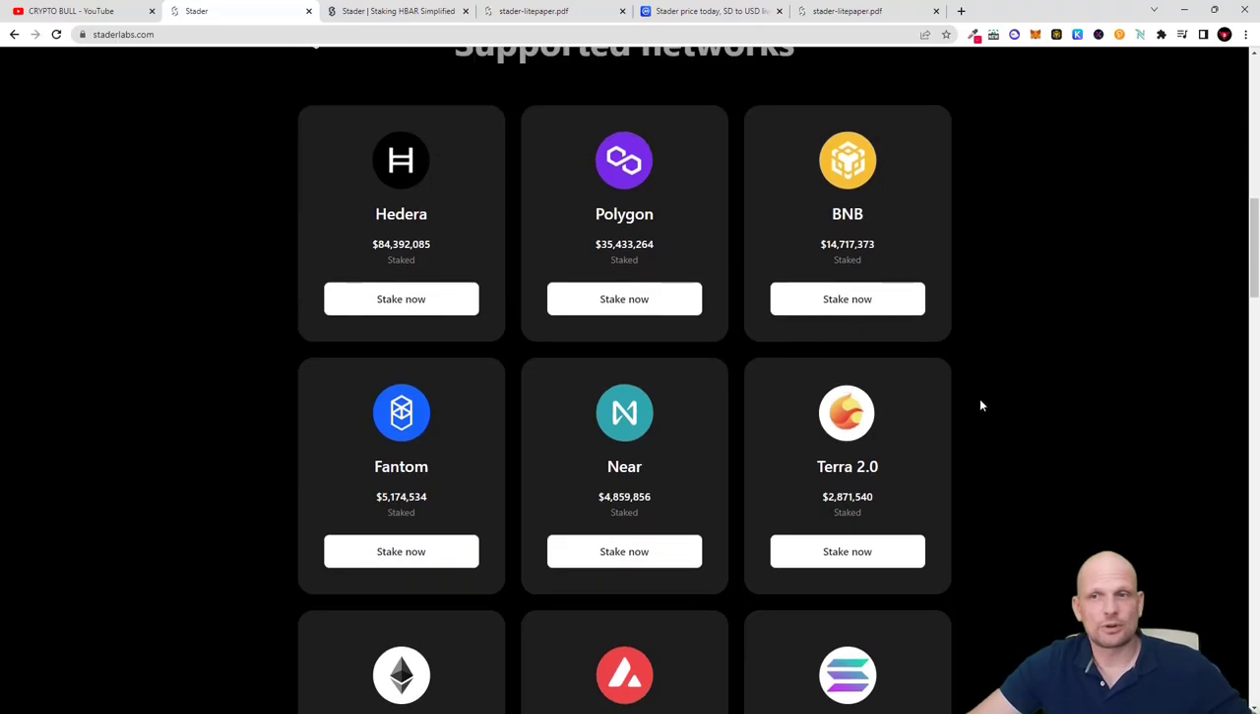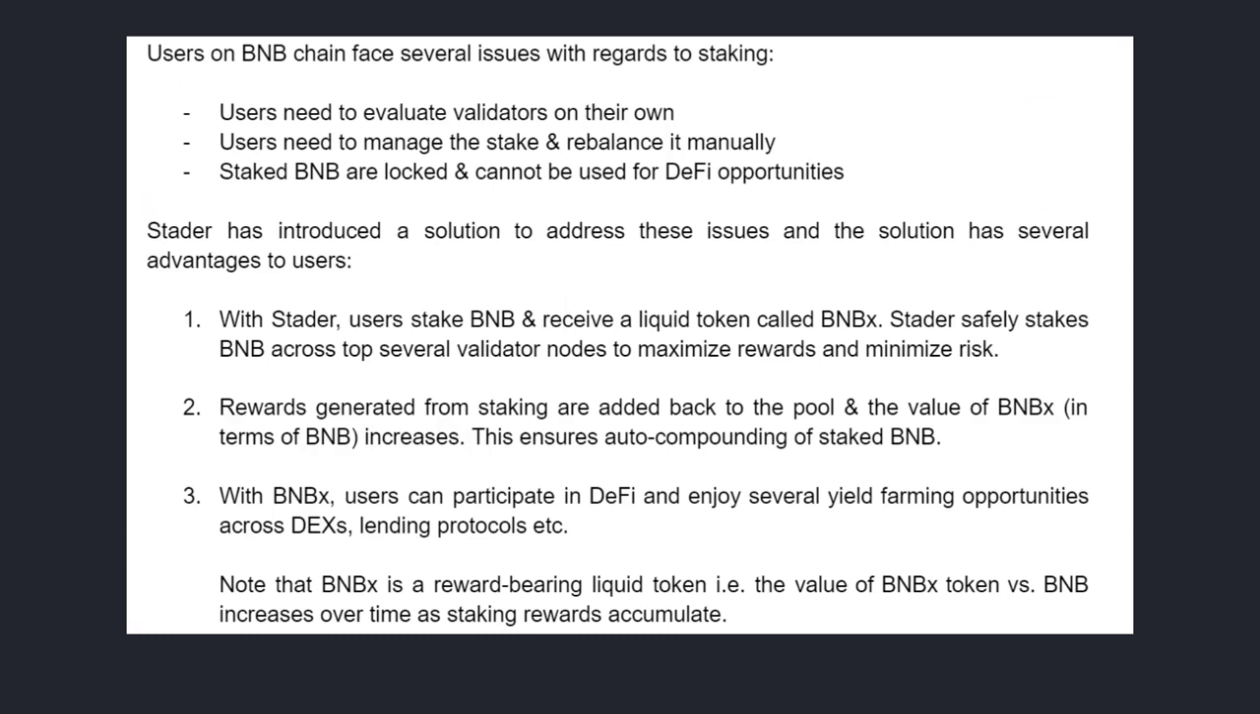But there is also a difference for BNB. Users on BNB chain face several issues with regard to staking. For example, users need to evaluate validators on their own, users need to manage the stake and rebalance it manually, and staked BNB is locked and cannot be used for DeFi opportunities. Stader has introduced a solution to address these issues, and the solution has several advantages for users.